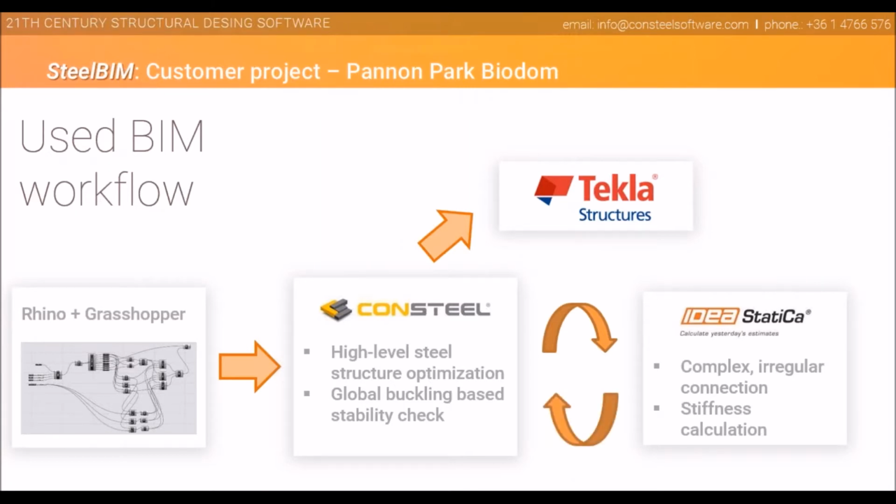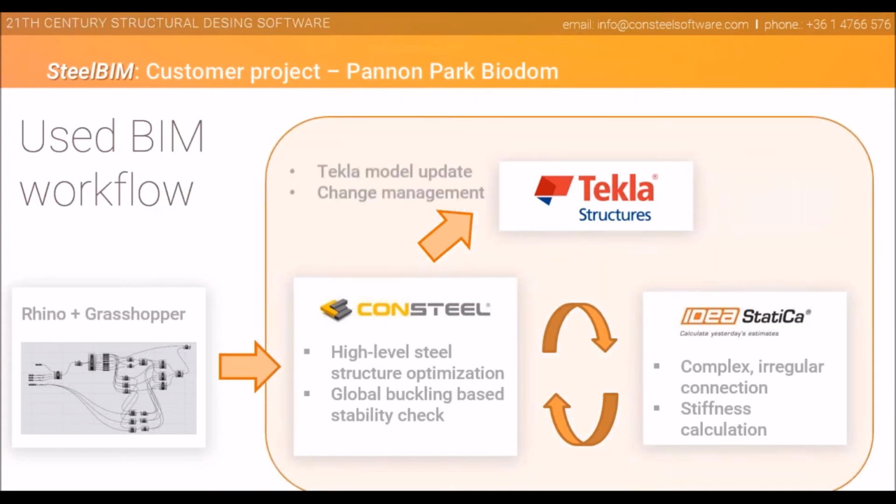The final connection stiffness were placed back to the global ConSteel model, and the final global buckling analysis and structural optimization were carried out with this final ConSteel model. And as a last step, the Tekla model was updated. All of the modifications were applied on the parallel Tekla model. Okay, so this was the workflow.